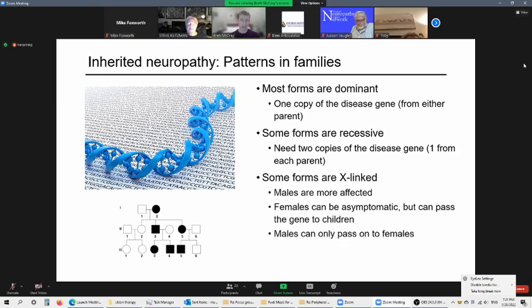And then there are more complicated genetic forms as well. And in some people, the genetic change occurs spontaneously in them and it's not present in their parents. So the lack of family history doesn't necessarily mean that something is not inherited.